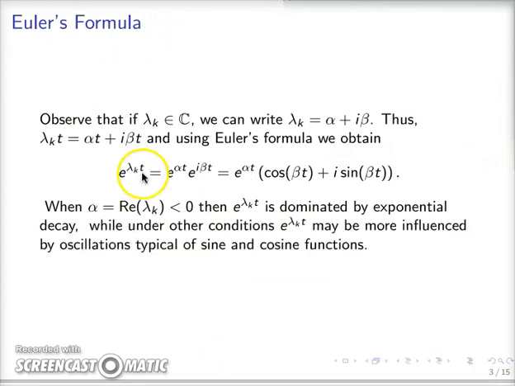But it's also important to keep in mind that e to the lambda k t also receives contributions from the cosine and sine functions, and that under other circumstances it may be the case that the periodic or oscillatory behavior of cosine and sine may be more direct contributions to this function e to the lambda k t.